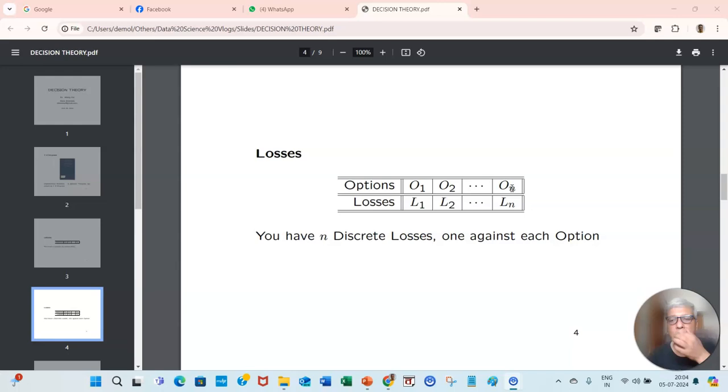I mean, if you have gains, it's a negative loss. So L1 to Ln includes both loss and gain. Negative loss means gain. So I'm not going into loss functions or those mathematical abstractions, but let's have some discrete options O1, O2, On with discrete losses L1, L2, Ln.